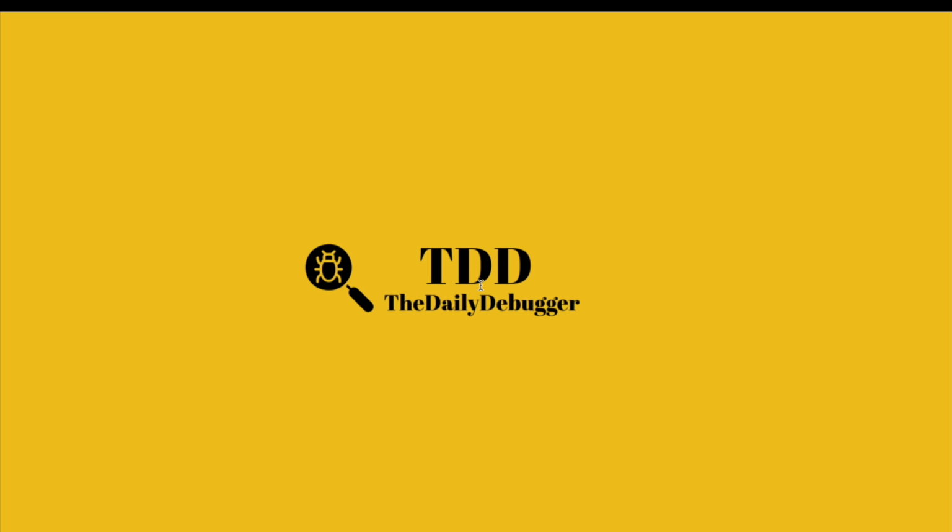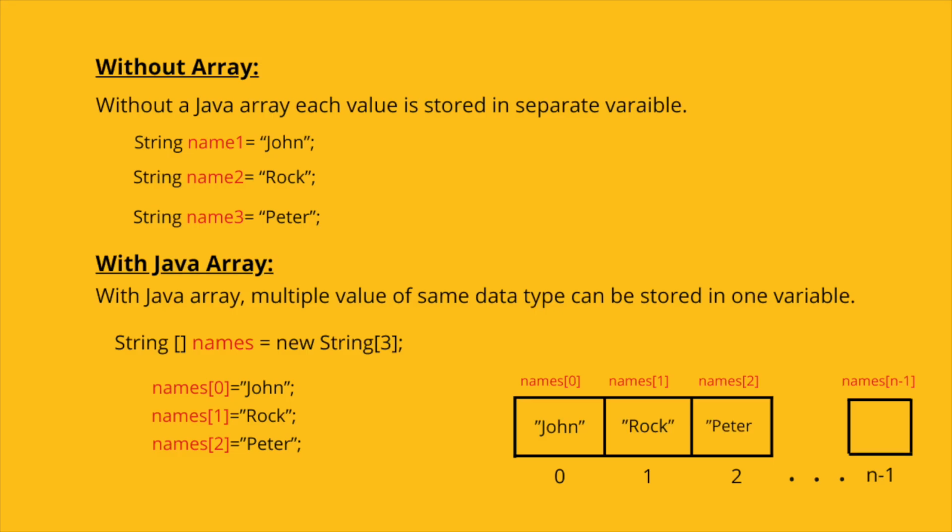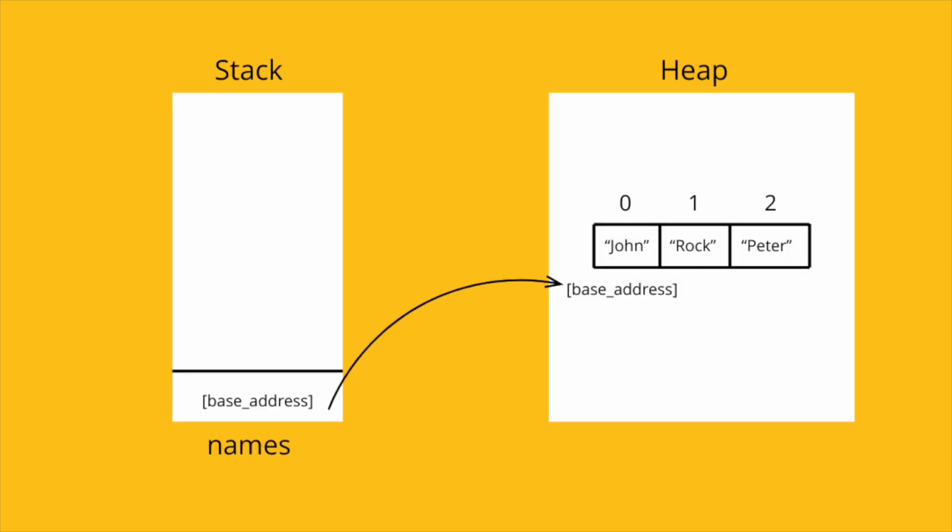Okay, so let's understand what an array is. Theoretically, an array is used to store multiple values of the same type in a single variable. Also, arrays are objects, and they store the values or the data in a contiguous memory location. So let's understand how an array internally works.